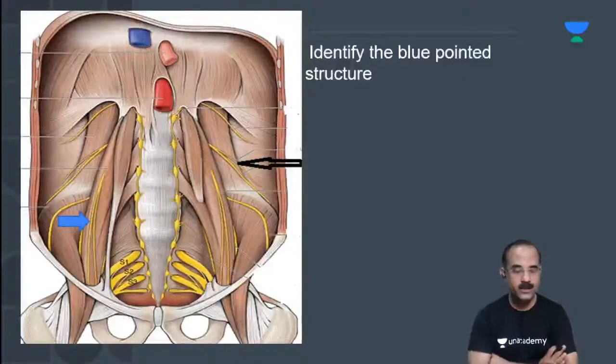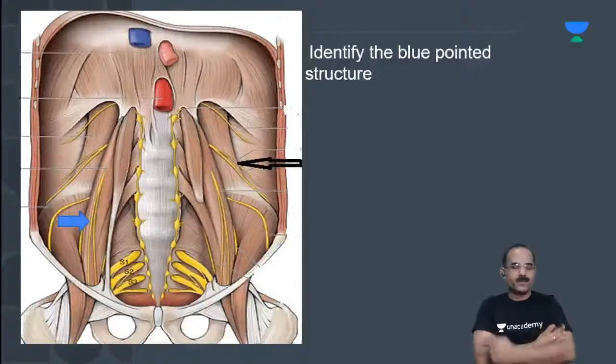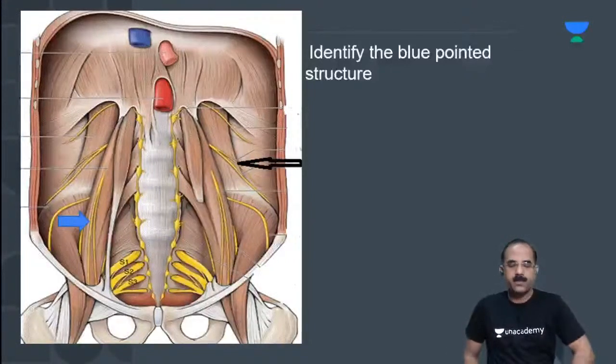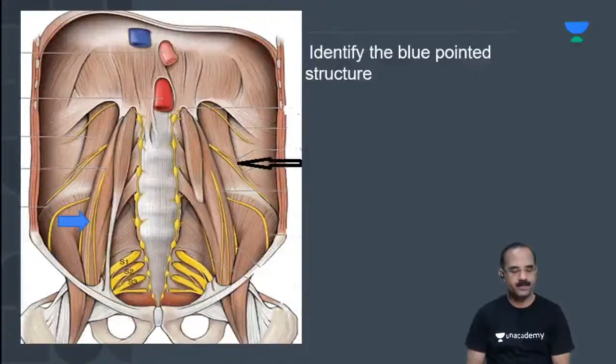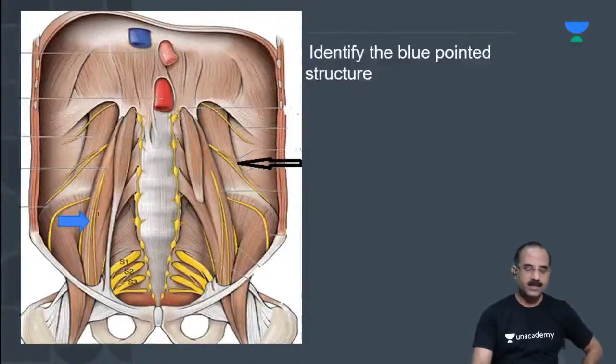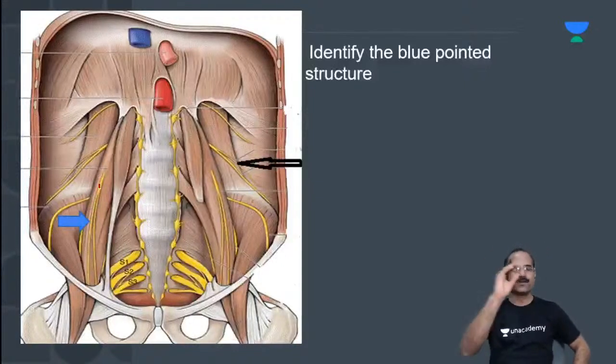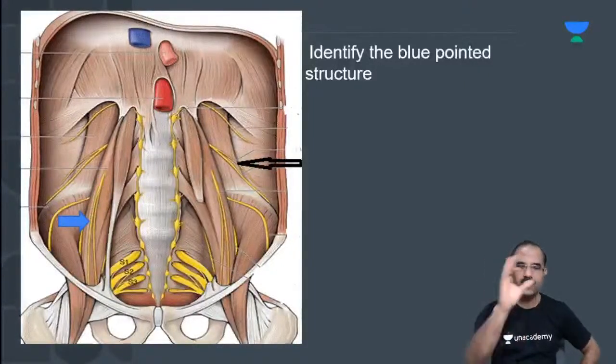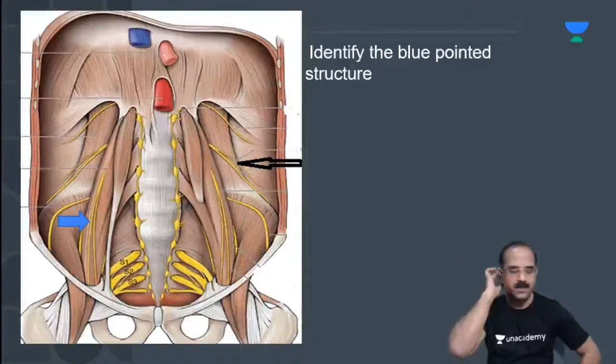The nerve is pointed, a nerve. The nerve in blue. Identify the blue pointed structure. Yes, Nitin, you've got it. Yes, that's the genitofemoral nerve. Look at that. The genitofemoral nerve lies on a muscle. What is that? Psoas major. The genitofemoral nerve lies on the psoas major muscle.